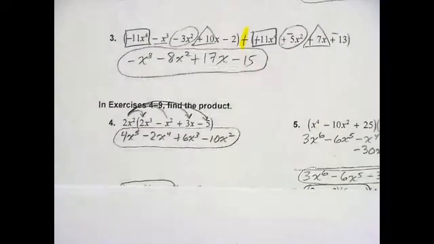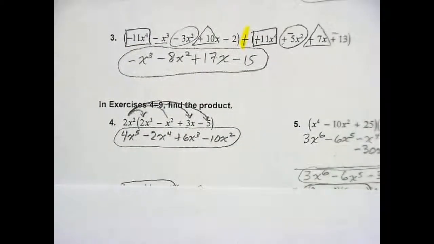Number 4, you're just distributing in 4x to the 5th minus 2x to the 4th plus 6x cubed minus 10x squared. This key has not been checked, so make sure you're double checking my work as well. It's just distributive property. Remember, when you're multiplying your exponents, x squared times x cubed is x to the 5th. You're adding the two powers. Okay.